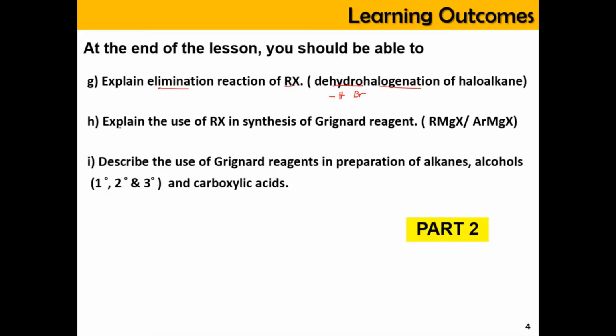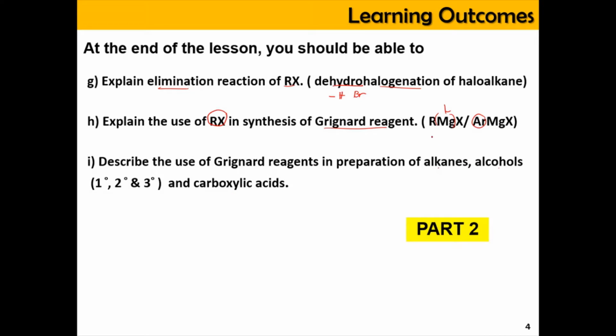For part H, we're going to explain the use of the haloalkane in the synthesis of Grignard reagent. So the haloalkane will be used to produce Grignard reagent, which is indicated by RMgX or aromatic MgX, where Mg refers to the metal. For the last part, we're going to describe the usage of the Grignard reagent in the preparation of alkane, alcohol, and carboxylic acid.